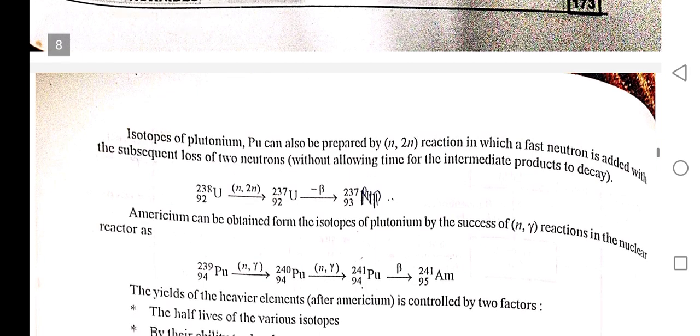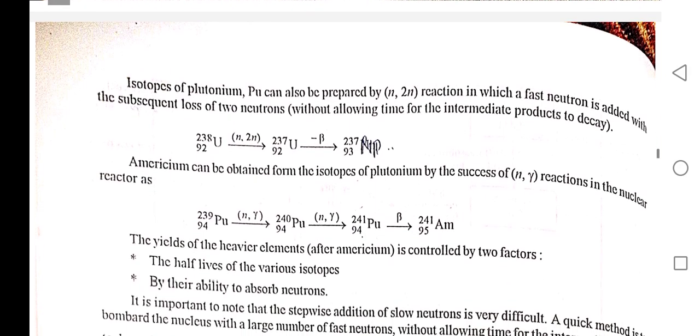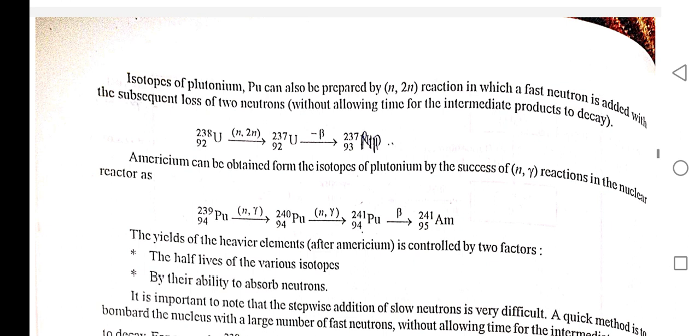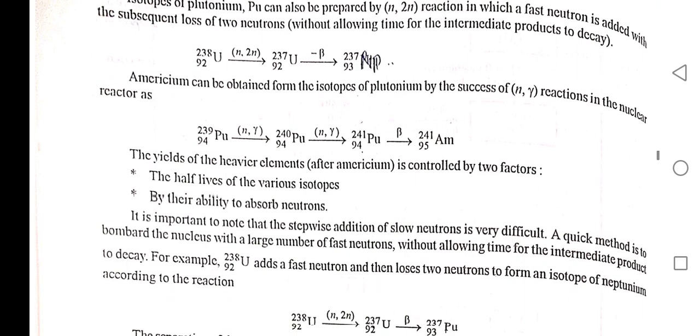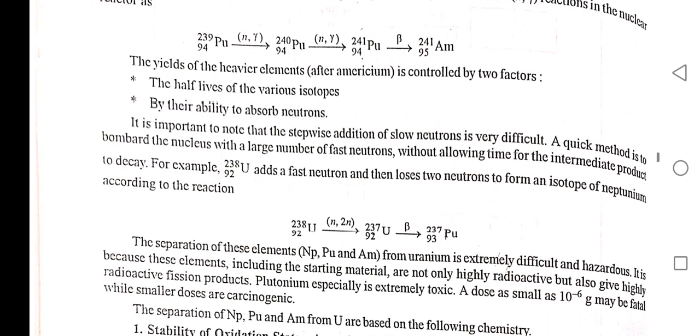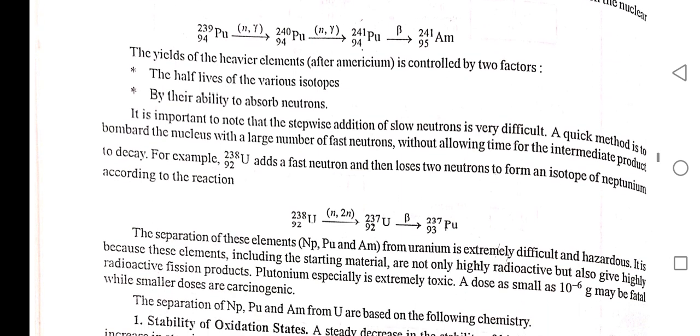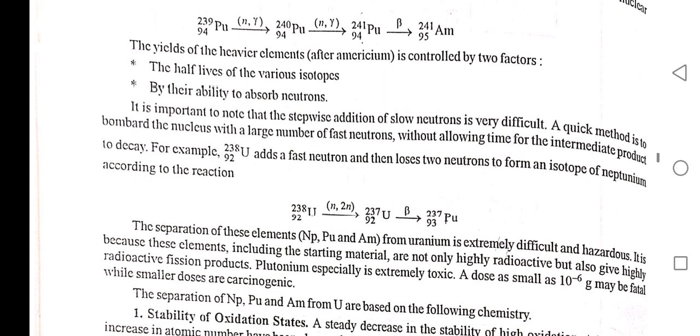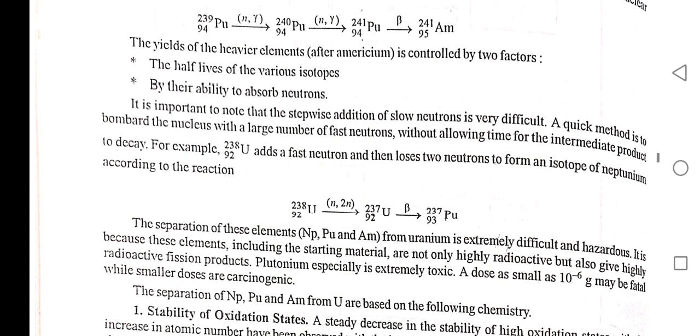Isotopes of plutonium Pu can also be prepared by reactions in which a fast neutron is added with the loss of two neutrons without allowing time for the intermediate product to decay. Americium can be obtained from the isotopes of plutonium by successive reactions in the nuclear reactor. The yield of the heavier element after irradiation is controlled by two factors. First is the half-life of the various isotopes and second is their ability to absorb neutrons.